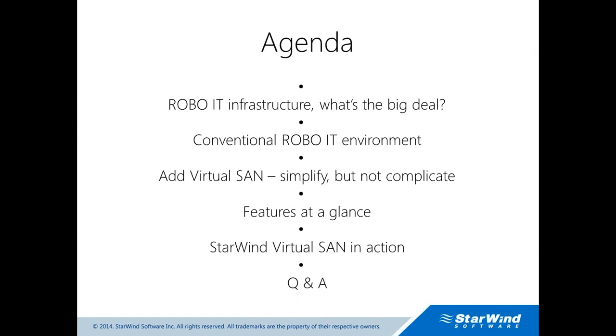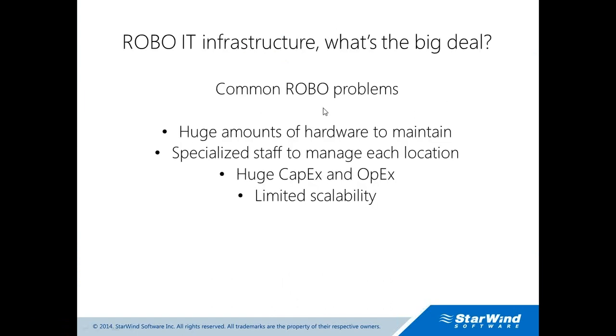Then I'll tell you how we can simplify that by adding virtual SAN. Even if we add an additional component, we can still make it more simple without complicating. Then we'll have a quick look at features StarWind can offer, and we'll also see StarWind virtual SAN in action. In the end, we'll have a short Q&A session, and I'll also try to answer some questions while we have some pauses, if StarWind synchronizes or we're creating cluster and stuff like that.